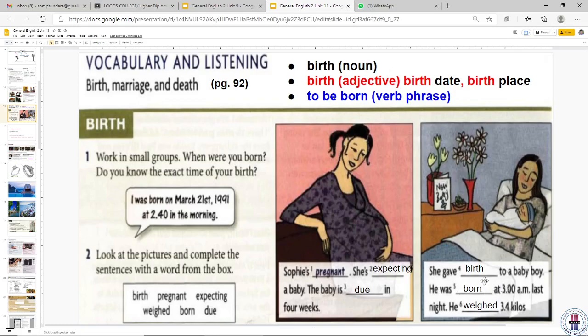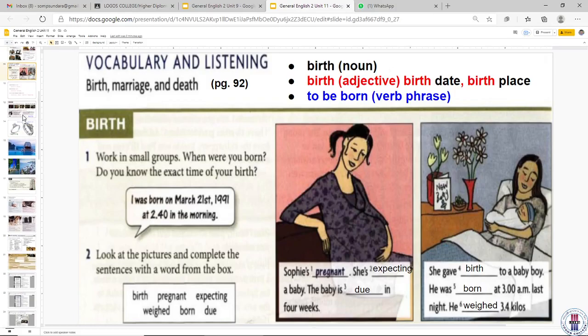Here's your verb: to be born. That's a verb phrase. He was born. He weighed 3.4 kilos. All right, weighed. How much did he weigh? He weighed 3.4 kilograms. So that's vocabulary words about birth.